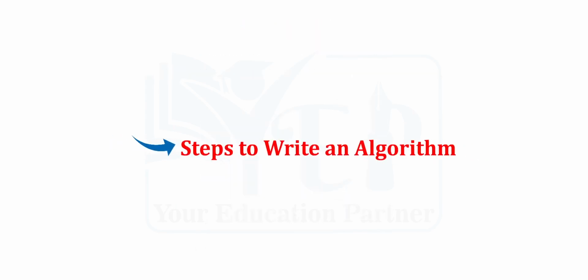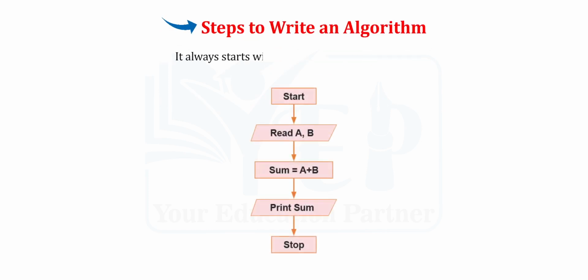Steps to write an algorithm. It always starts with start and ends with stop. Every instruction written in the algorithm has a number. Each instruction is written in a separate line. Each statement is precise and is written in the English language.